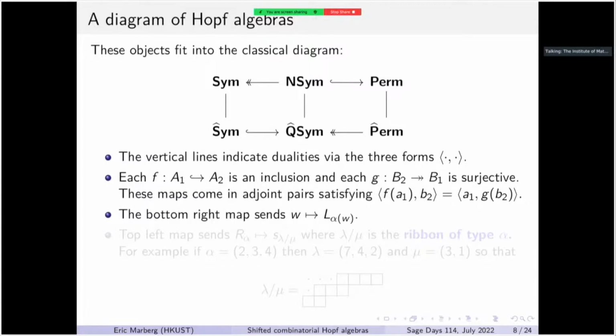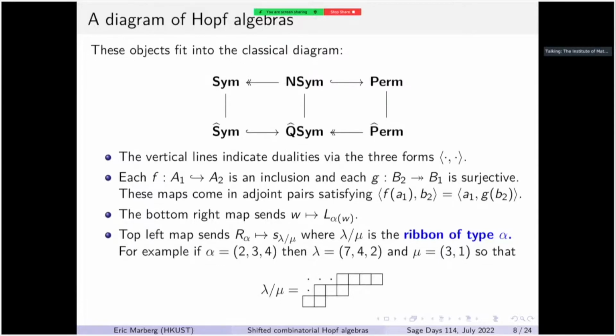We've already seen that this is the map that sends a permutation, which is the basis of this Hopf algebra, to this fundamental quasisymmetric function. And then, less trivially, you can compute that this top left map is sending this basis element R alpha to a certain skew Schur function, where the skew shape here is a ribbon of type alpha, which is best explained by an example. If alpha is 2, 3, 4, then we want to have 2 boxes here, and then 3 boxes here, and then 4 boxes here, and we connect them in this ribbon shape. So the relevant lambda and mu is something like 7, 4, 2, and 3, 1, just to get this type of ribbon.